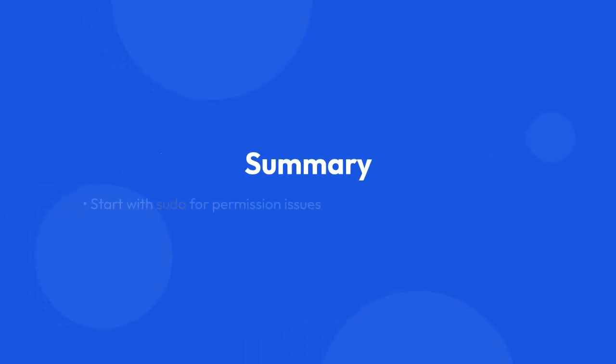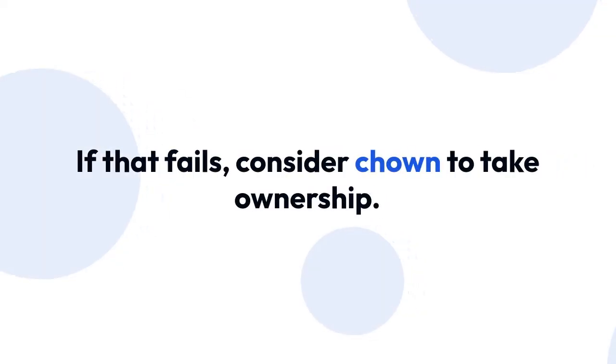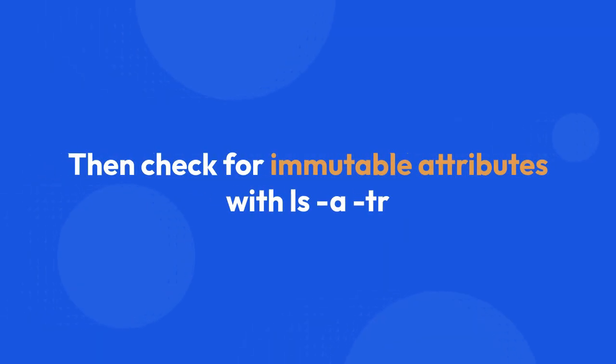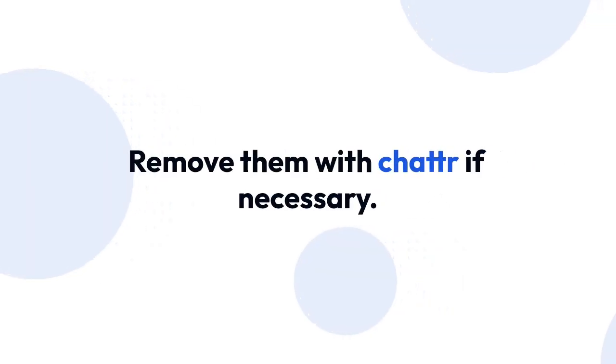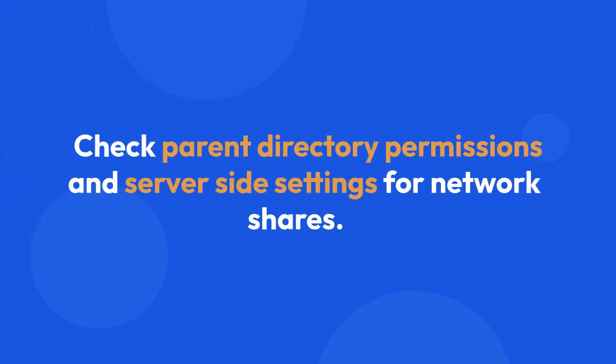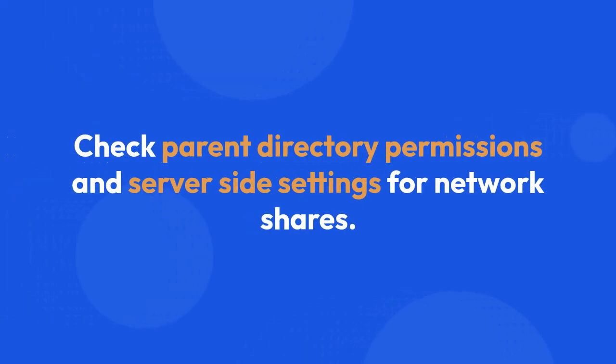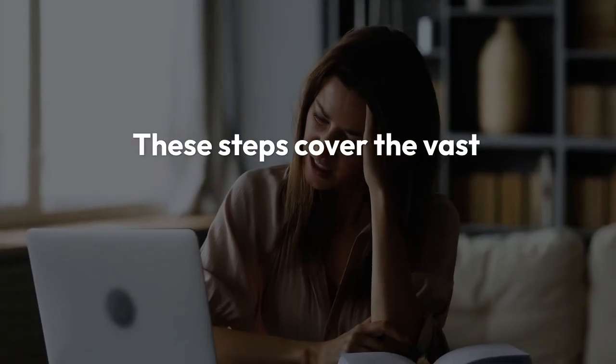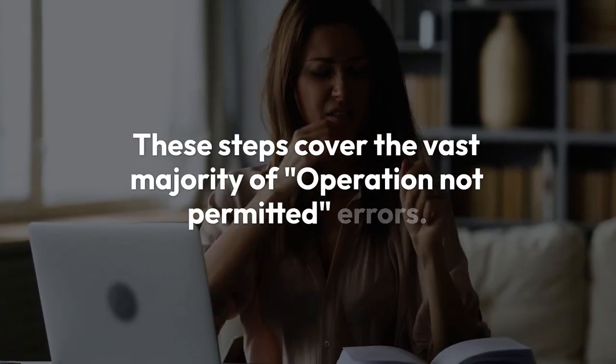To summarize, always start with sudo for permission issues. If that fails, consider chown to take ownership. Then, check for immutable attributes with lsattr and remove them with chattr if necessary. Also, remember to check parent directory permissions and server-side settings for network shares. These steps cover the vast majority of operation not permitted errors.